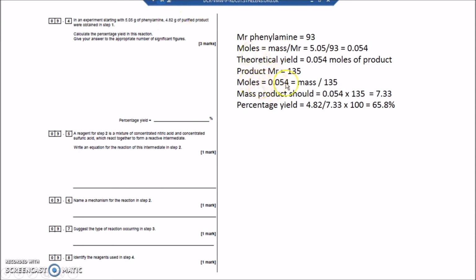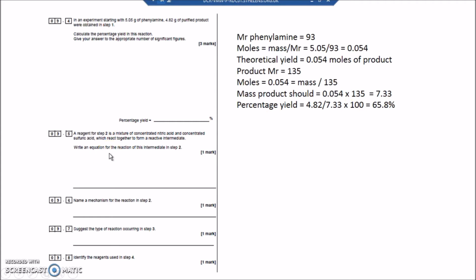Well, if I know the number of moles of product that I make, which is 0.054, which is the same as the phenylalanine, moles is mass divided by Mr. I've got 135 as my Mr. I can work out the mass, which is 0.054 multiplied by 135. 7.33 grams should have been made. I've only made 4.82. So my yield is how much I did make, 4.82, the smaller figure usually, divided by 7.33 multiplied by 100%, 65.8%.